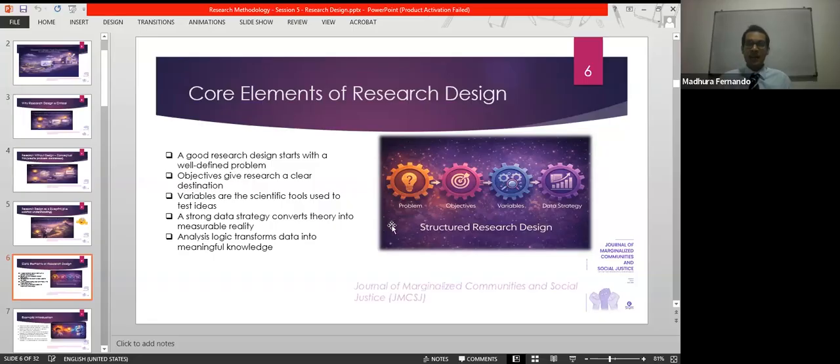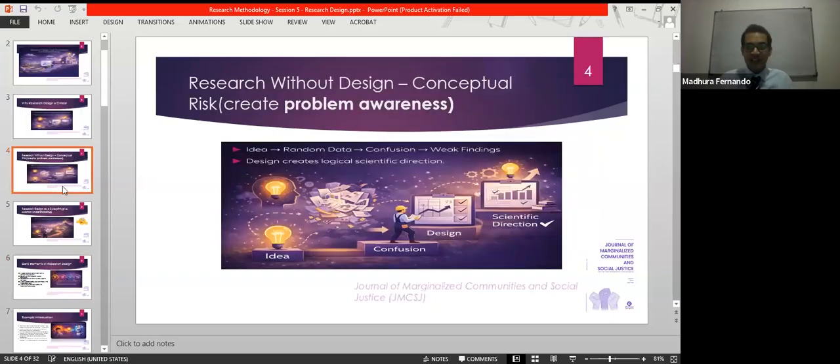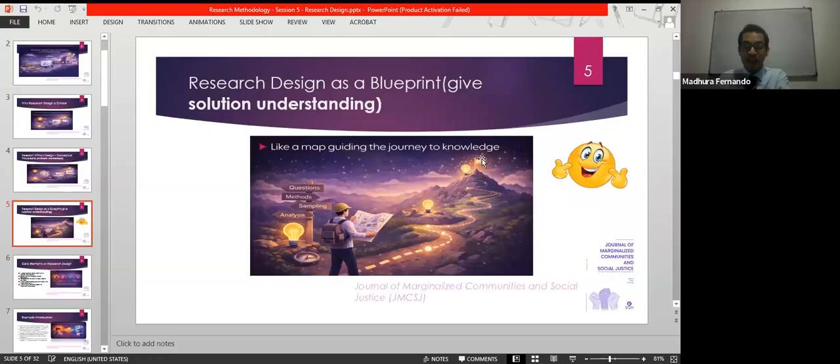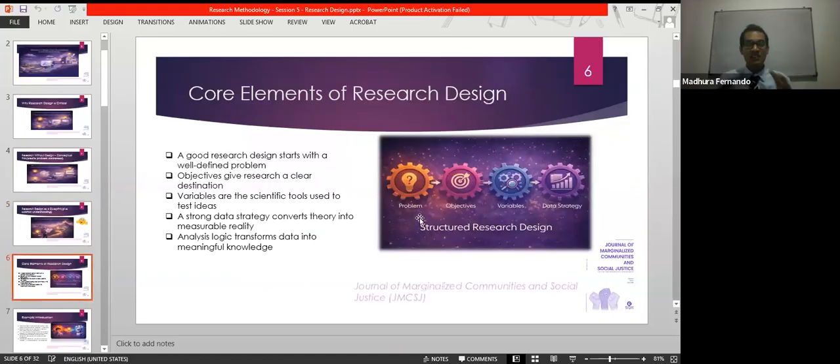And the second element is objectives. As I said in the earlier slide, your objectives give your destination. See here in this slide, you can see the destination. You can see the flag there. So the objectives are the things that show your destination. See the target here.